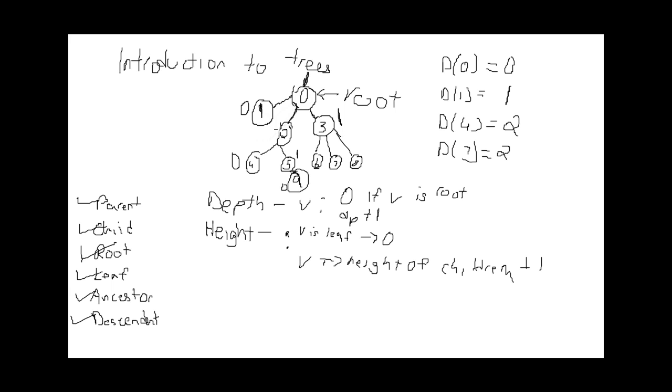Now height of 2. Well, 2 has children of different height. It has 4, whose height is 0, and it has 5, whose height is 1. So we take the max of this, which is 1, therefore 2's height becomes 2. And same goes for this. So now 0, the node 0, has 3 children, whose heights are 0, 1, and 2. So again, we take the maximum of these and add 1 to it. So height of the node 0 is 3. And that's how we figure out the height and depth of nodes in the tree.